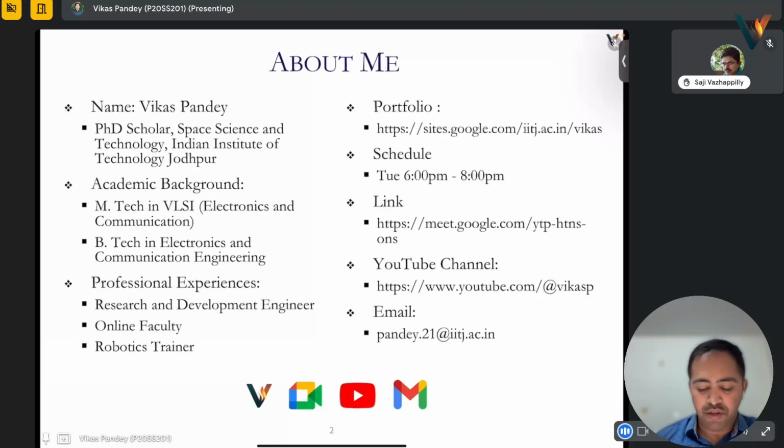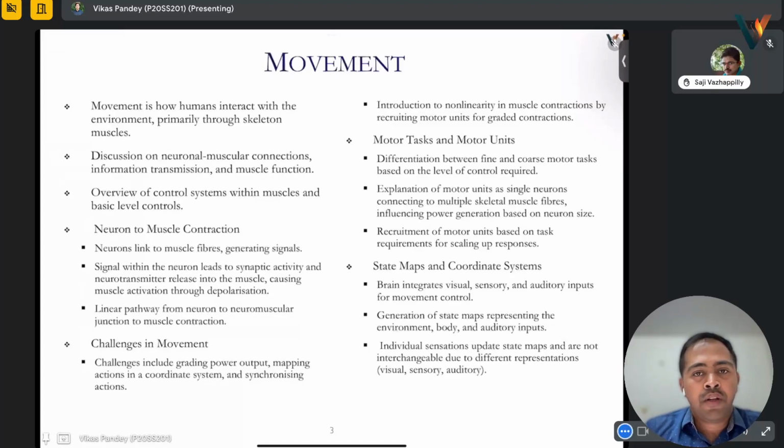In continuation with the previous week, today also we'll start with a summary of the lecture. In this week, body movement is covered. If we define movement, it is how humans interact with the environment, primarily through our skeletal muscles. We have a structure, and this structure is due to the skeleton we have, and on the skeletal bones we have muscles over them.